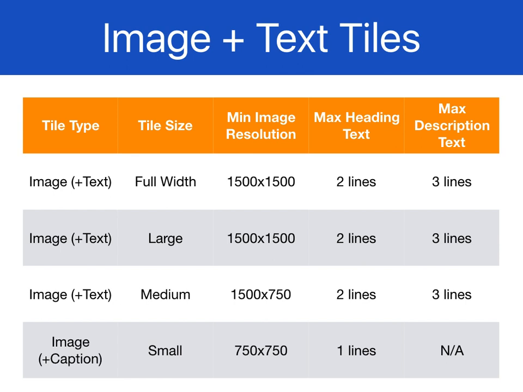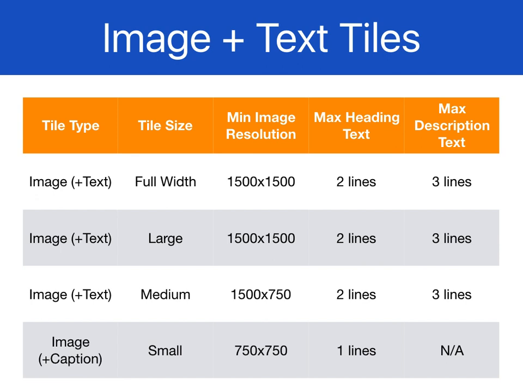So here's a table of the image with text tiles requirements. Similar to the others, there are 4 different options that you can select. So full width, as usual, 1500 by 1500. You have a maximum of 2 lines for heading, and the description is 3 lines. For the large, it's 1500 by 1500 pixels as well for your image size, and you also get only 2 lines for your heading text. As for the description, you get 3 lines. For the medium size, you get 1500 by 750, 2 lines for heading and 3 lines for the description.